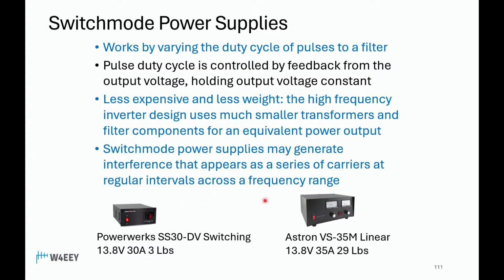So switch mode power supplies may generate interference that appears as a series of carriers at regular intervals across a frequency range. So if you tune into whatever band you want, say 40 meters, and you see that there's spikes all up and down the band, evenly spaced, that might be garbage coming from your switching power supply.